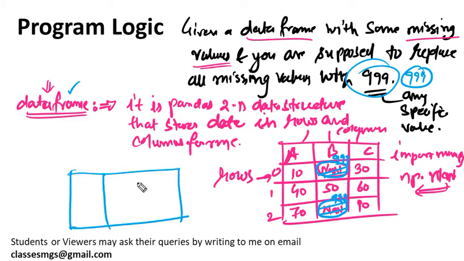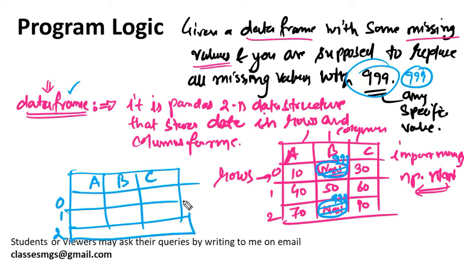You are supposed to get the same data frame with similar data, 0, 1, 2, let's say. Then you will have the 10 here, then the 30 here, then you have 40, 50 and 60 here, and then 70, and then you have the 90 value here. After that, what should be the value here? In place of NaN, it should be a different value, like 999 in our case. So this is the output required.